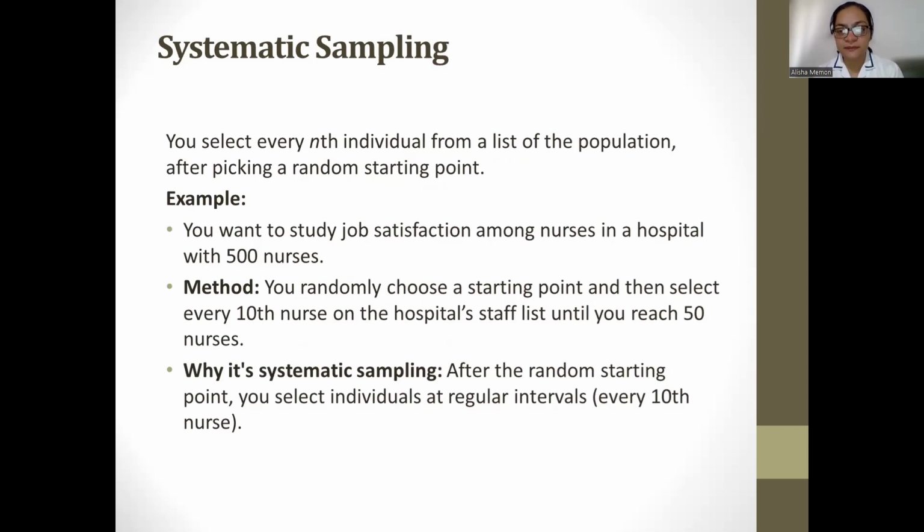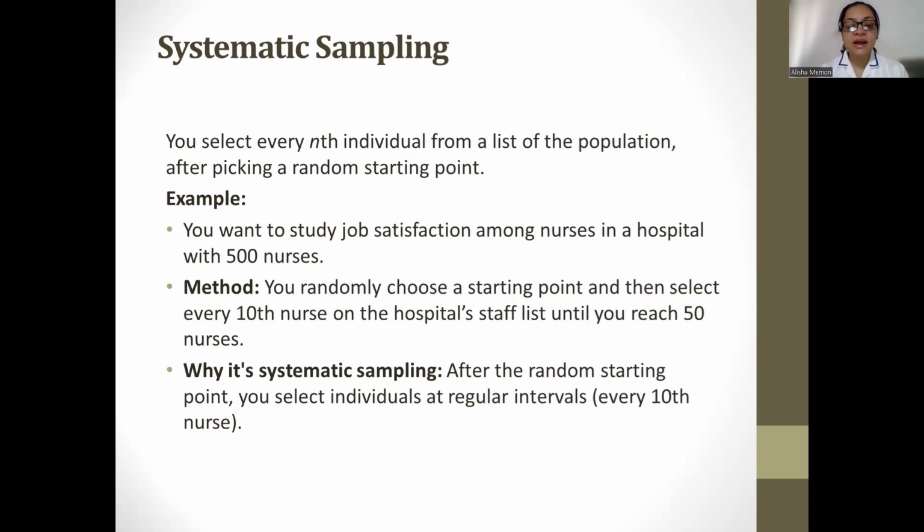So my sample size is 50. I have a list of 500 nurses. I start from the first one, say the nurse on number one, and then I keep selecting, after one, every 10th, then 20th, then 30th, till I reach 50 samples. That way I recruit 50 from 500. This is known as systematic sampling.